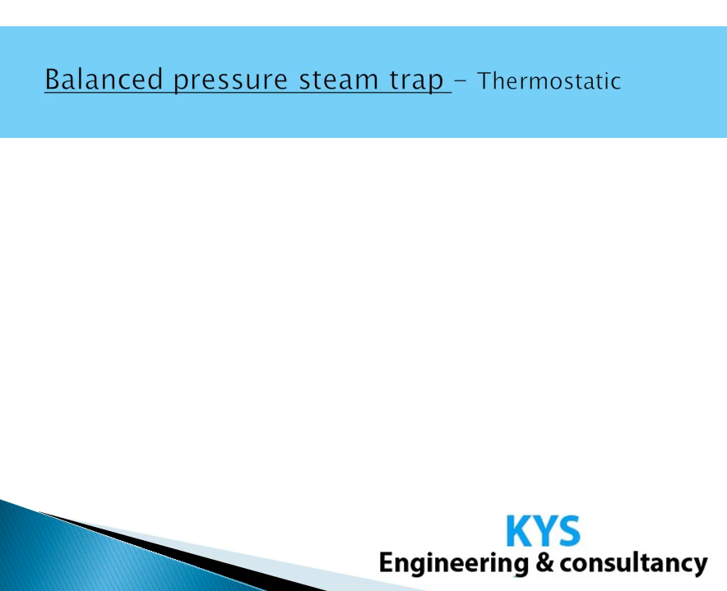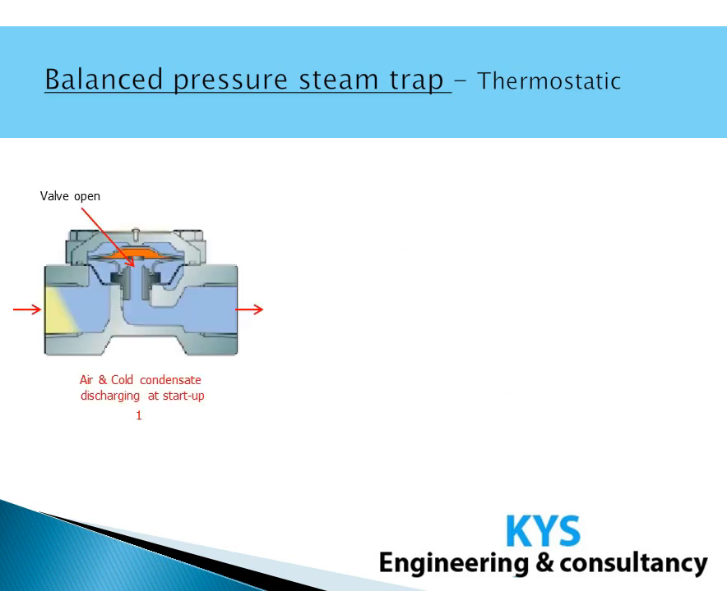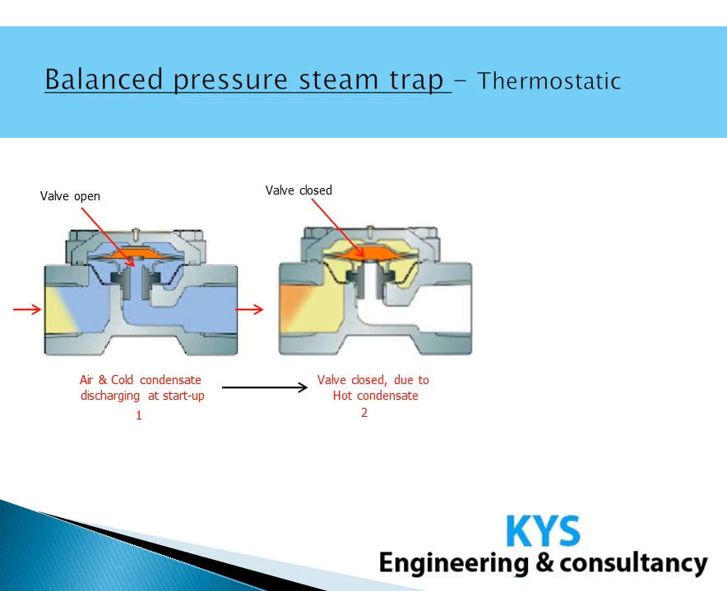Now let us see the operation of balanced pressure steam trap. At startup, the thermostatic capsule is relaxed and valve is wide open. Air and cold condensate gets easily discharged. As the temperature increases inside the trap body, capsule starts expanding. Just before the condensate reaches the saturation temperature, that is when hot condensate enters the trap body, capsule expands completely and closes the valve. So there is zero loss of steam in this case.